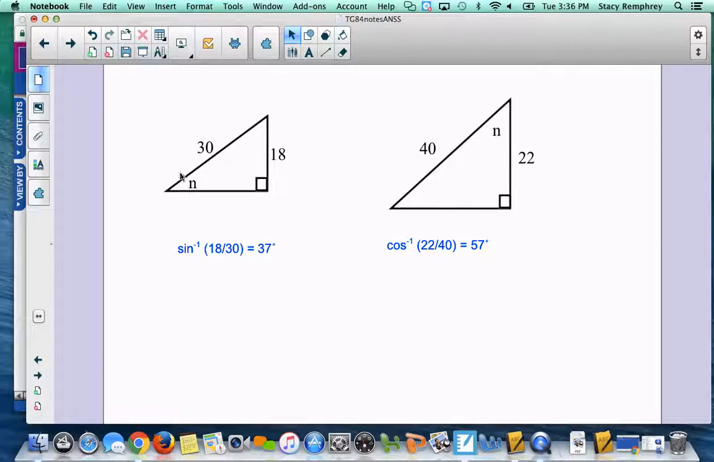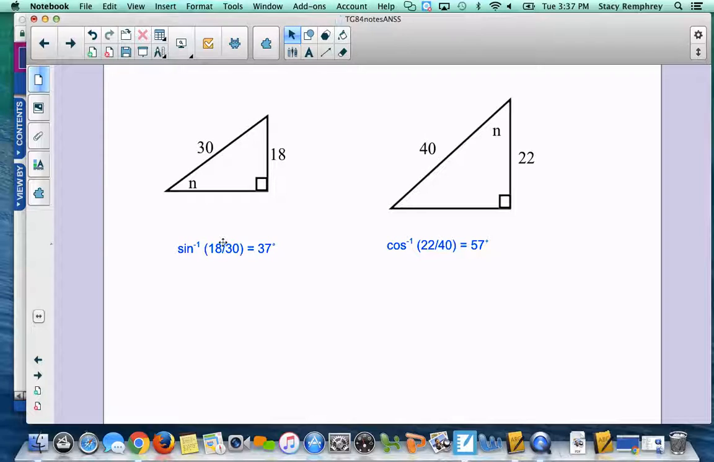In the last slide, we're finding angles. Again, look at where the measurements are. So again, I'm just going to base it on what I have. When I look at angle N, I have the side opposite and I have the hypotenuse. So which goes with opposite and hypotenuse?